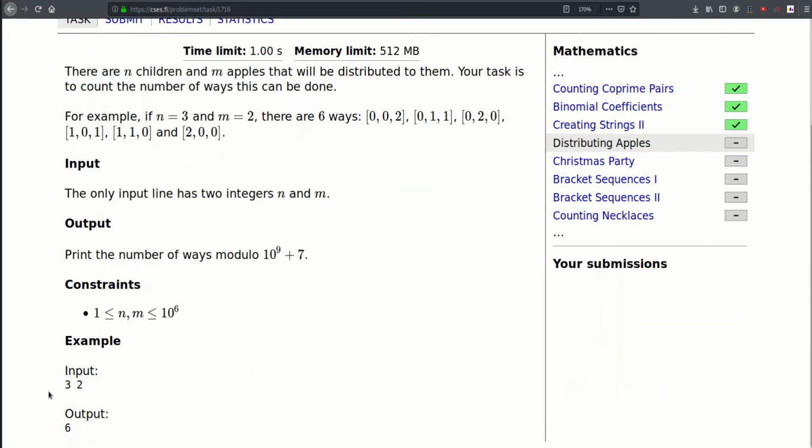The first line of our input will contain 2 integers n and m, both up to a million. Then we have to output the number of ways modulo 8,007,000,000. So let's head to the drawing board and see how we can solve this problem.